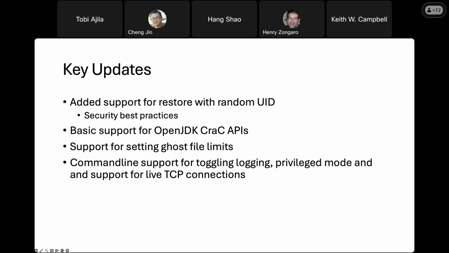So this is important if the JDK is set up to use temporary file-backed virtual memory for periodic disclaims. So that's an important capability. And we've also added command line support for toggling logging. So that's the verbosity of logging, where logging is outputted to, toggling privilege mode access, so if it's using privileged mode or unprivileged, and whether support for live TCP connections is enabled.